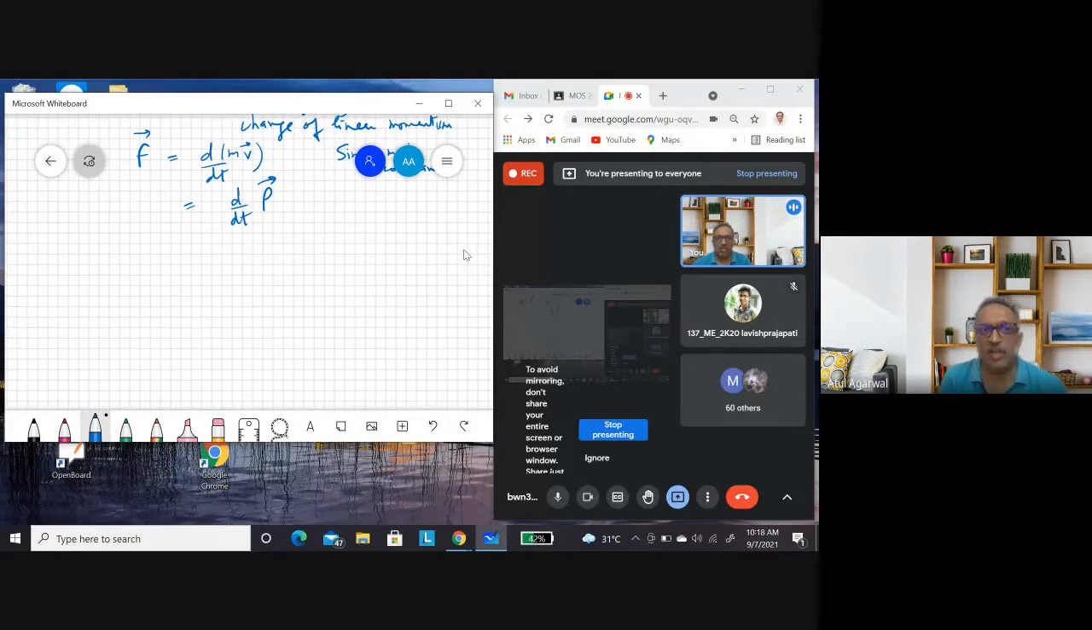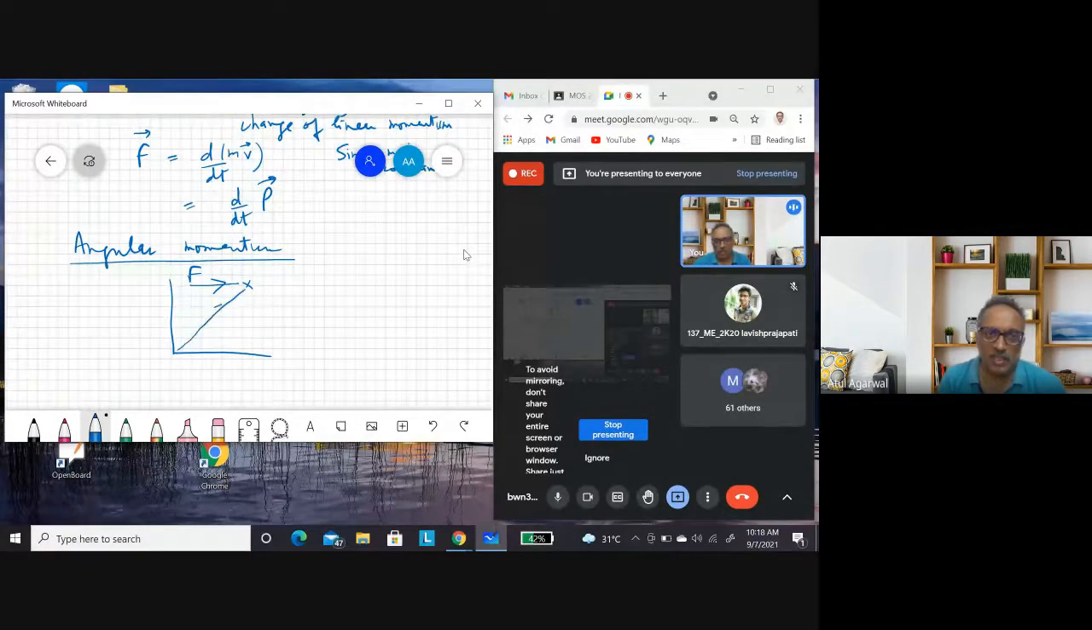Now we will talk about angular momentum. So if again you take a force acting on a particle, you can take a position vector of point A where your particle is.